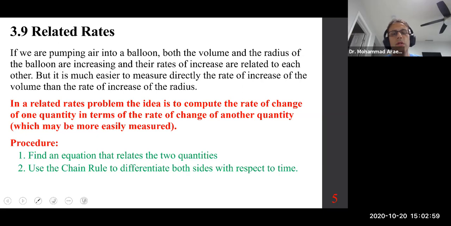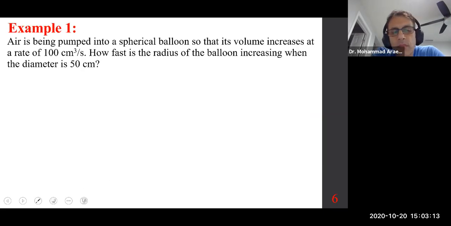So we're going to use the same example, but now with numbers. dy/dt equals dy/du times du/dt. So what do we mean by this? Let's get the very first example. Air is being pumped into a spherical balloon so that its volume increases at the rate of 100 cubic centimeters per second. We want to know how fast the radius is increasing when the diameter is 50 centimeters.